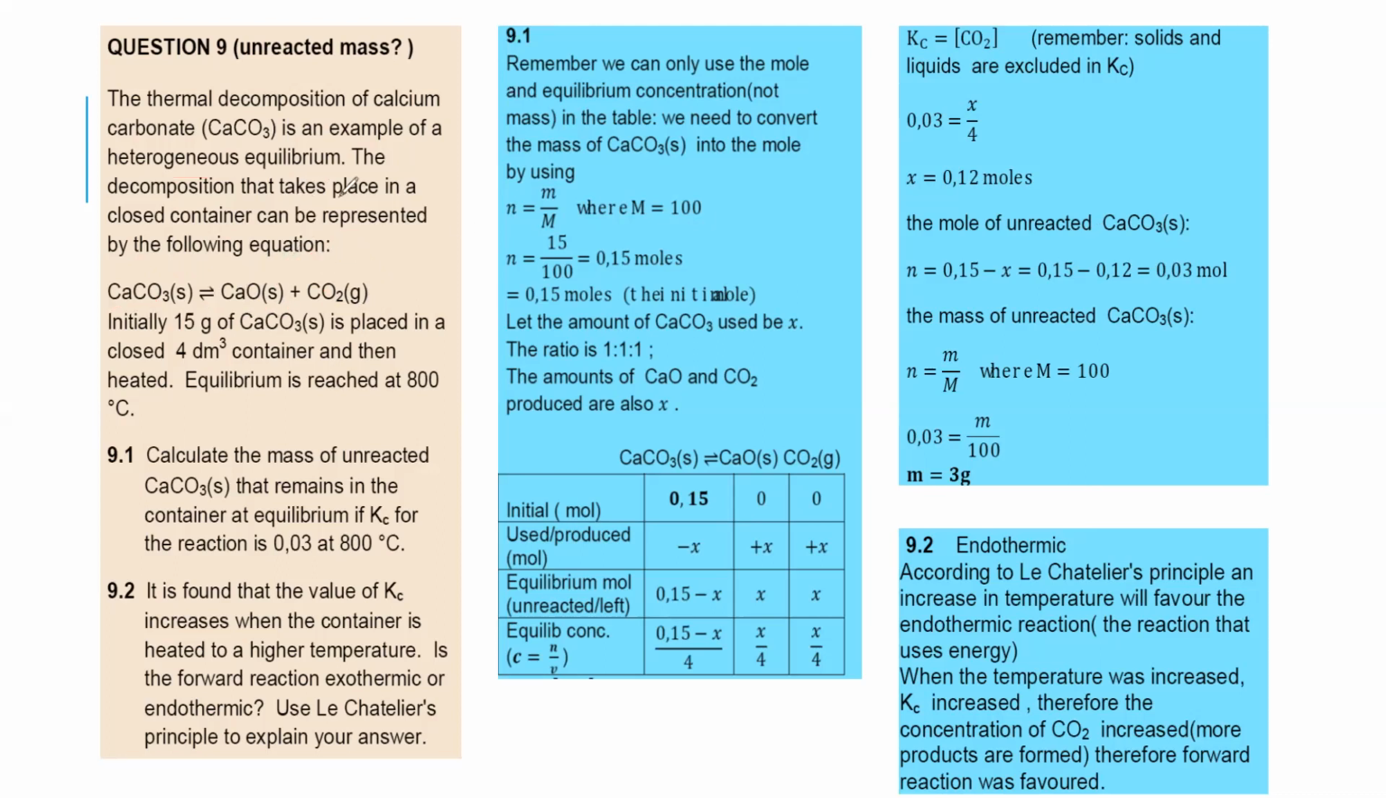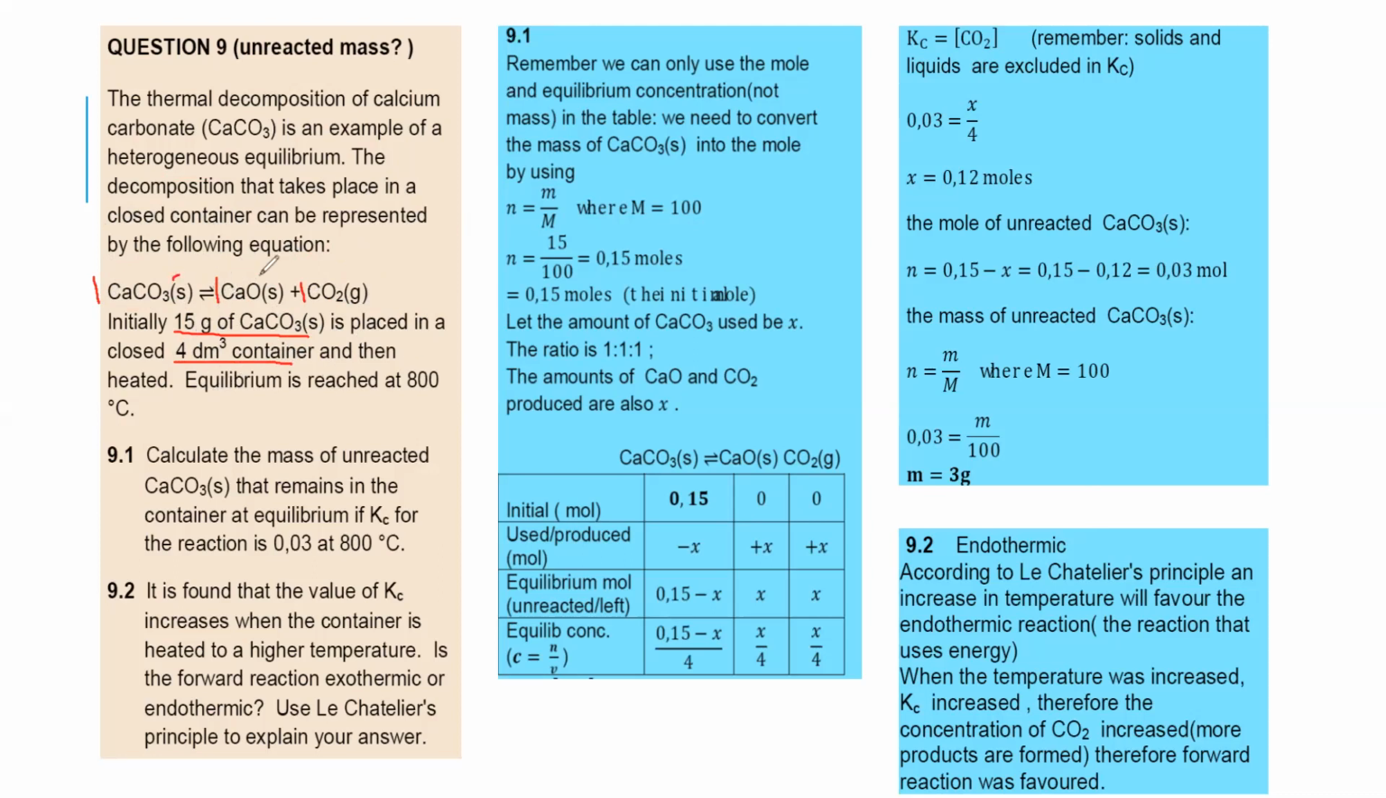The decomposition takes place in a closed container. Yes, that's one of the conditions that we must have for chemical equilibrium, represented by the following equation. As you can see, it's a balanced equation, you can check that. The coefficients are 1, 1, 1, so the mole ratio is 1, 1, 1. Initially 15 grams of calcium carbonate, the reactant, is placed in a 4 dm³ container and then heated.